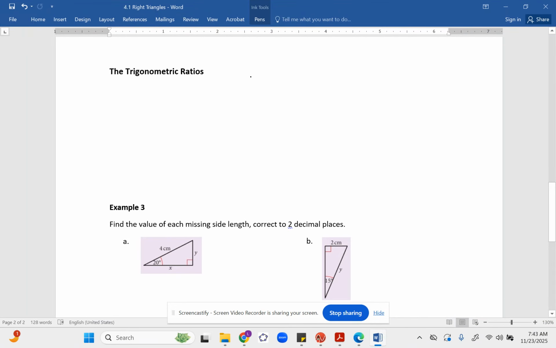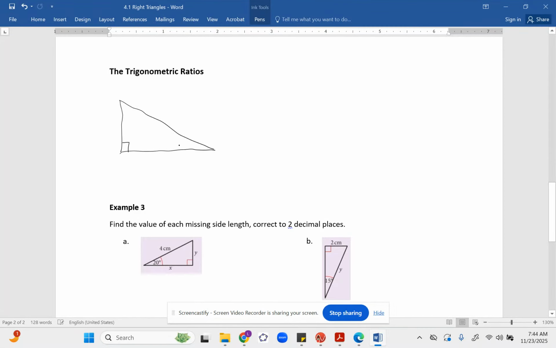The next part of right triangle trig is now to move into trig ratios. Sorry, right triangle trig. Obviously, of right triangles, we looked at Pythagorean theorem. Now we're going to look at the trig part, the trig ratios. We have a right triangle again.